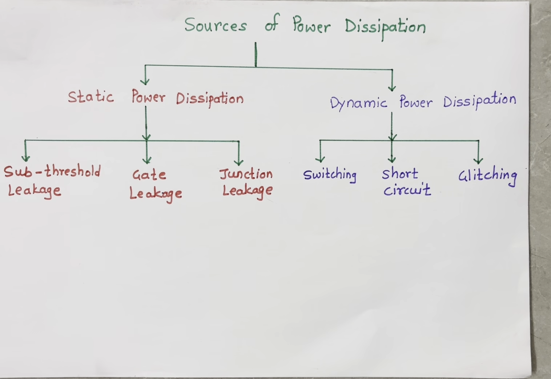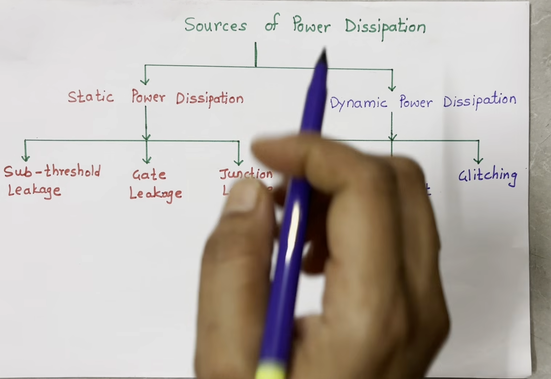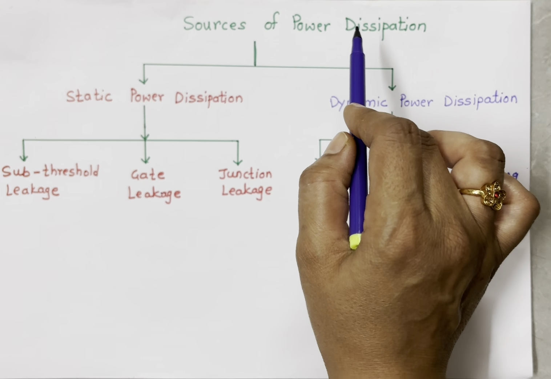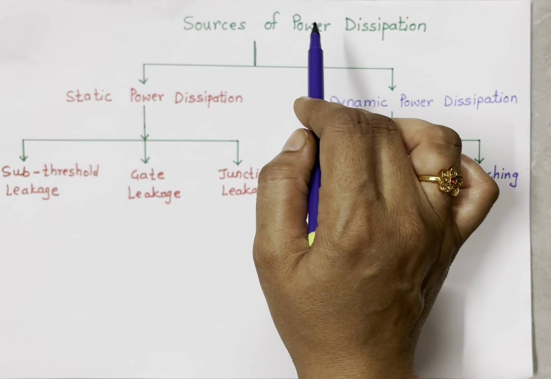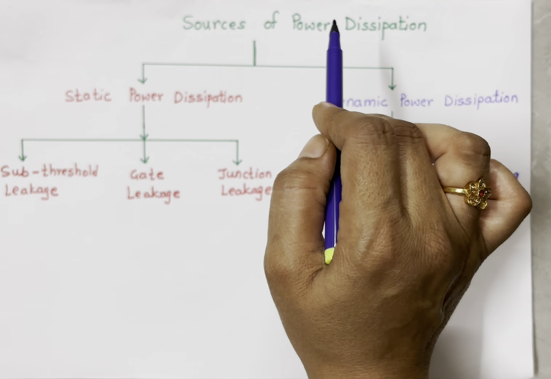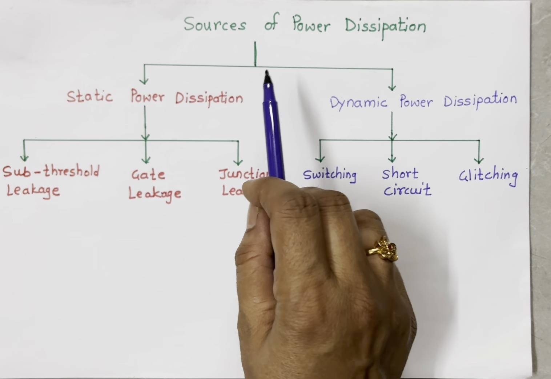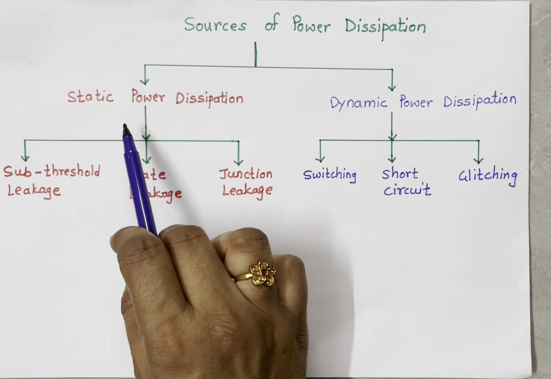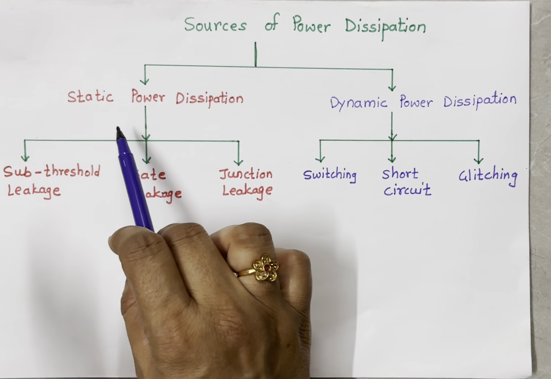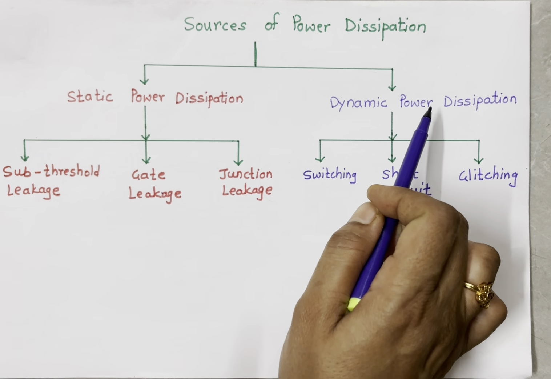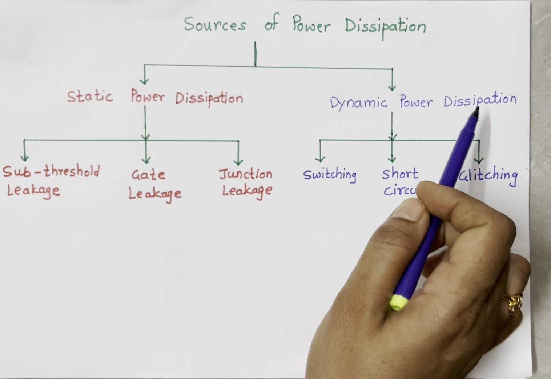Shobha Nikam. In this video, we'll talk about sources of power dissipation in CMOS, that is complementary metal oxide semiconductor. So power dissipation in CMOS is because of static power dissipation and dynamic power dissipation.